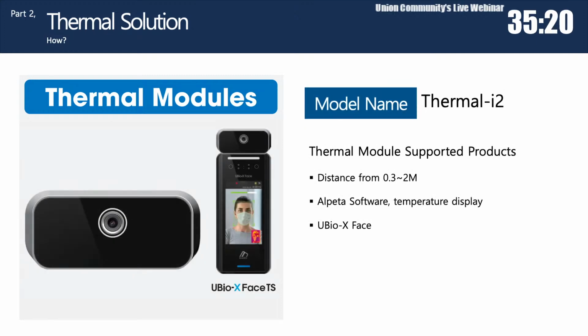And then of course, for our UBioX Face, we have the Thermal I2 module. Thermal I2 is the same as the other one. It supports standard distance and has a temperature display as usual, and it's supported only on the UBioX Face. Remember, when you're ordering UBioX Face, if you need thermal support, you will tell the salesperson UBioX Face TS. So just to review that again, you have your Thermal I2, which is supported on the UBioX Face. Then you have the Thermal I1, the module supported on the Pro 2 and the Iris. And then you have your thermal camera.